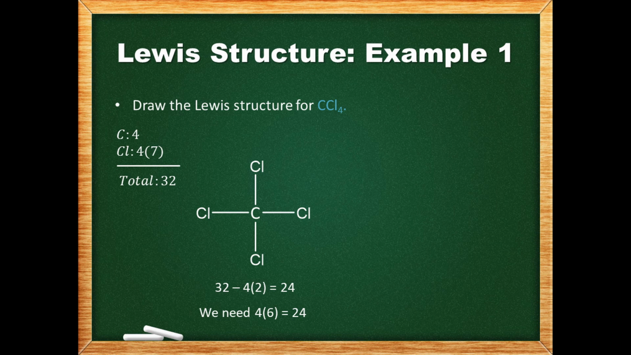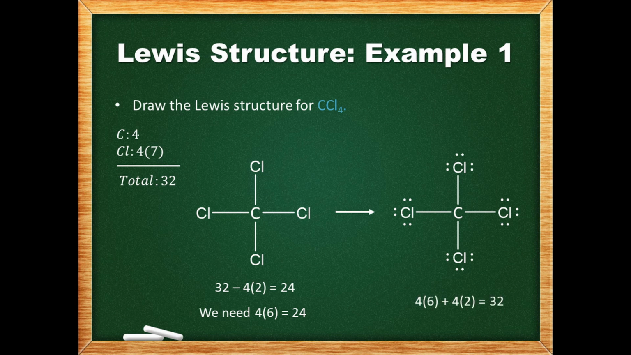Since the number of electrons we have left is exactly the number we need, we can go ahead and add them to the structure. Now we check to make sure the number of electrons in this structure is the same as the total number of valence electrons we initially calculated. You can count them up yourself if you want, it's good practice. You should get 32, which is the same number as earlier, so we are done with this Lewis structure.